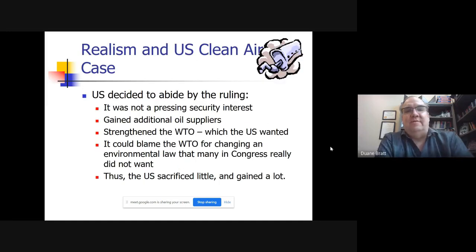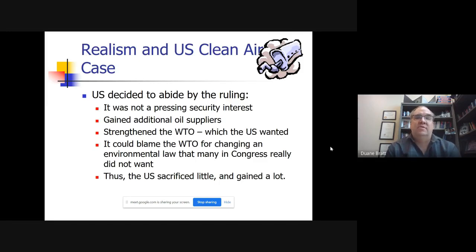The first is realism. What realism needs to do is to try to figure out why the United States abided by a ruling made by an international organization against its national interest. And it does so in several ways. It says that it wasn't a pressing security issue. It was about environment, it was about trade. And under realist perspectives, those take on lesser importance than security.